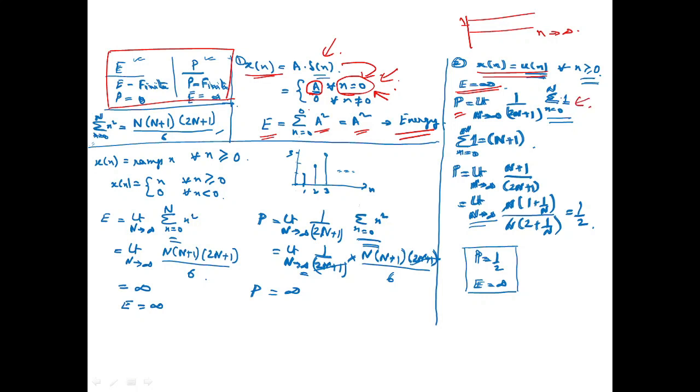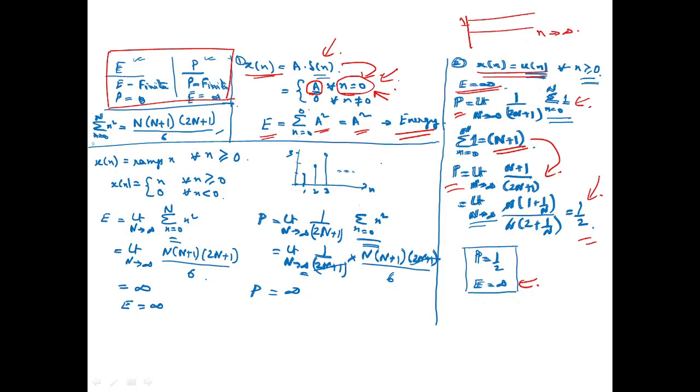Why? Because the value of u[n] is 1, the amplitude is 1. The summation of n equals 0 to capital N of 1 is given by the expansion formula as capital N plus 1. Now from here we have P equals the limit of capital N tending to infinity of N plus 1 divided by 2N plus 1, and if you calculate this, you get P equals half. So P equals half and E equals infinity.